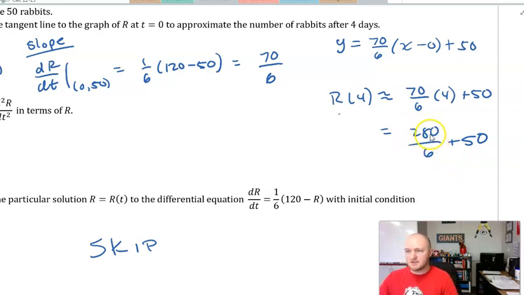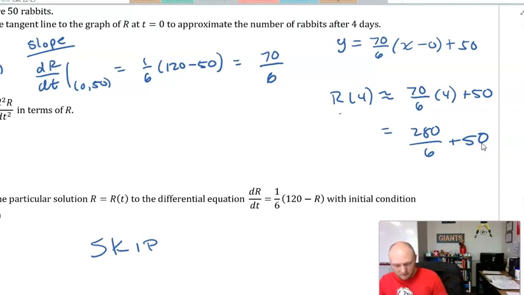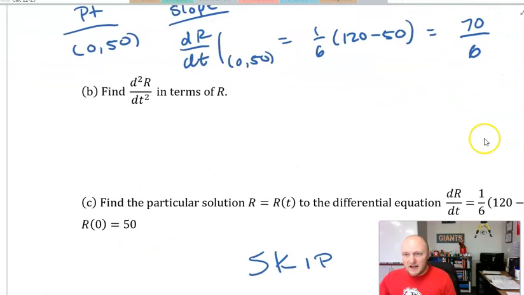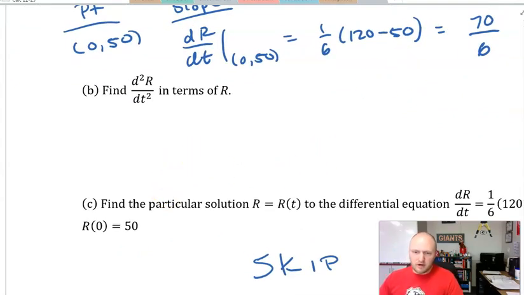Approximately 46 rabbits, so approximately 96, 97. What does my paper say? 96.66666. Approximately 97 rabbits, if you want it contextual. Okay, and then part B, here we go. I'm going to go ahead and show you part B.